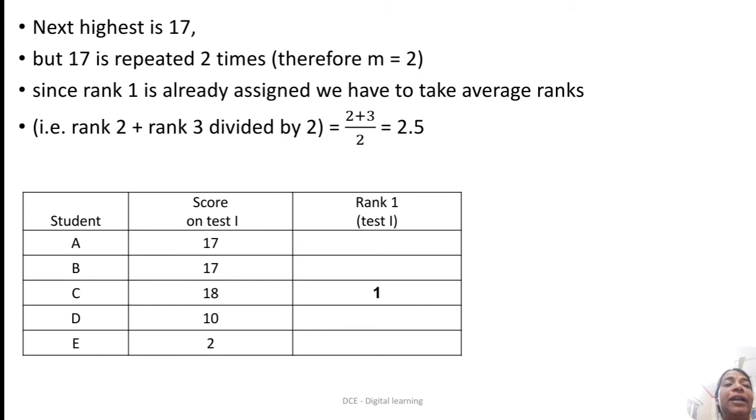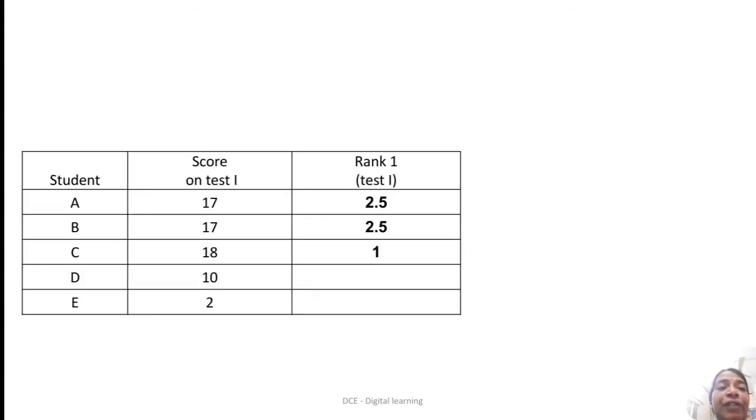See, I have written there. Okay, since rank 1 is already assigned, we have to take the average rank. Rank 2 plus rank 3 divided by 2. So 2 plus 3 divided by 2 will be 2.5. So A will get 2.5. B will also be assigned 2.5.